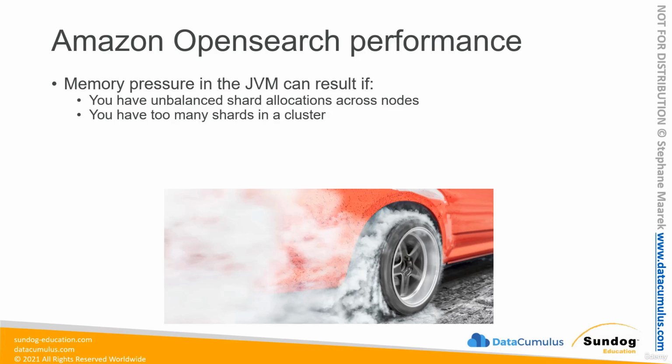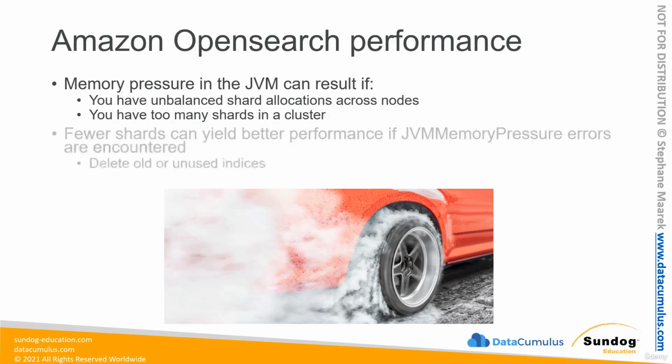Also, having too many shards in a cluster can also cause trouble. Sort of a fundamental truth of distributed computing is that less can be more sometimes. The act of distributing that processing often takes more work than you think, and specifically can take a lot of memory to manage it all. So the takeaway from all this is that if you're seeing JVM memory pressure errors in your logs, often you can fix that by having fewer shards to yield better performance. And the way to get fewer shards is by deleting older unused indices if you can.